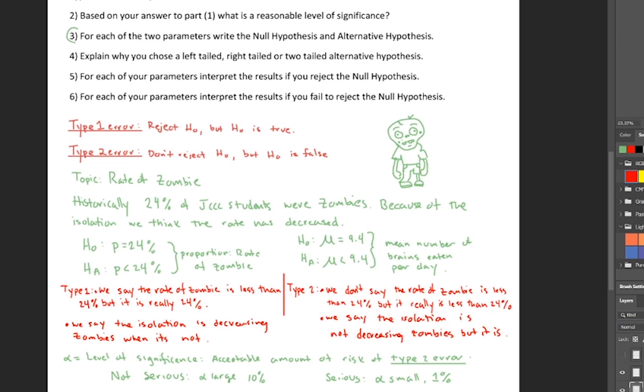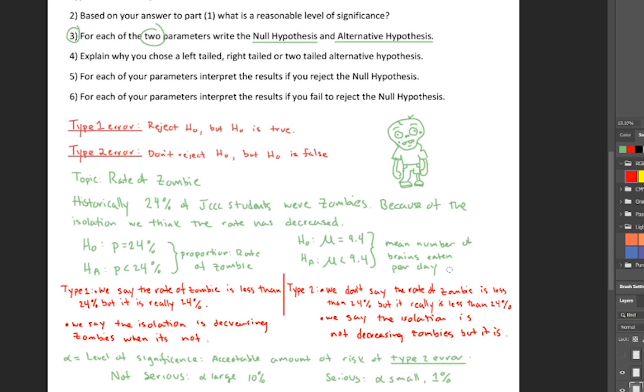Question 3 asks us to write the null hypothesis and alternative hypothesis for each of the two parameters. Here are my two parameters that I chose. I chose the proportion, so this is the categorical variable. The question that we would be asking a JCCC student is, are you a zombie? And they would answer that with a word, yes, if they were a zombie. I don't know, would they say ugh or brains or something? And then the numerical variable is the average number of brains eaten per day.